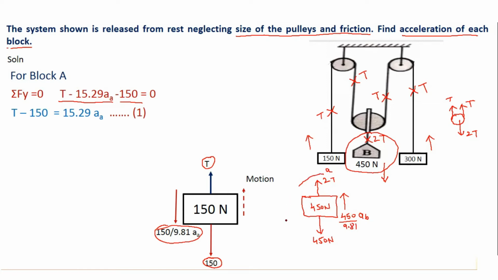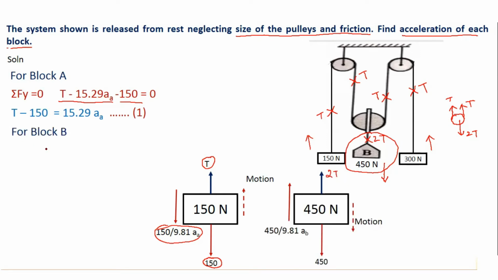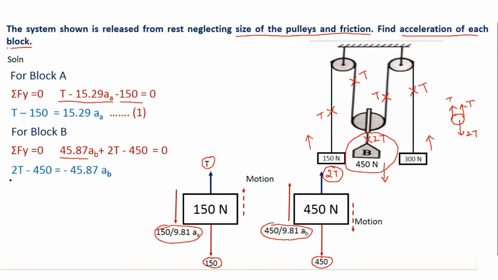Now I can apply the conditions of equilibrium to this particular body. So let us start with that. Starting for block B with summation of Fy is equal to 0, I will have 2T plus 450 divided by 9.81 AB minus 450 is equal to 0. I have solved this part: 450 divided by 9.81 gives me 45.87. Just rearranging this equation, I will get 2T minus 450 is equal to minus 45.87 AB. And let this be equation number 2.